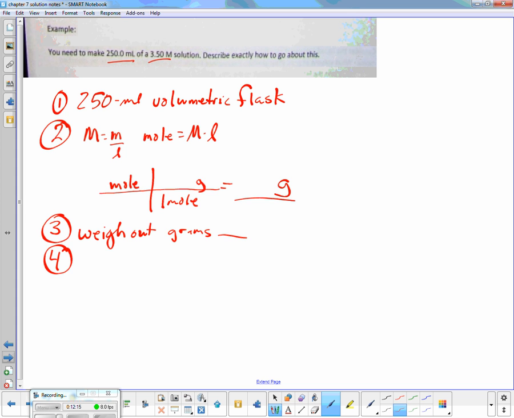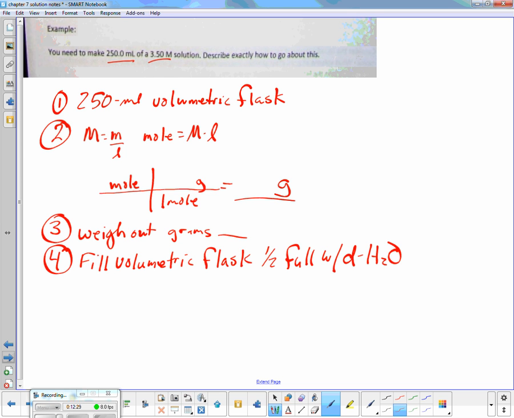Fourth step, fill the volumetric flask half full with distilled water. Fourth, put in blank grams. I'm going to add to this and swirl to dissolve.